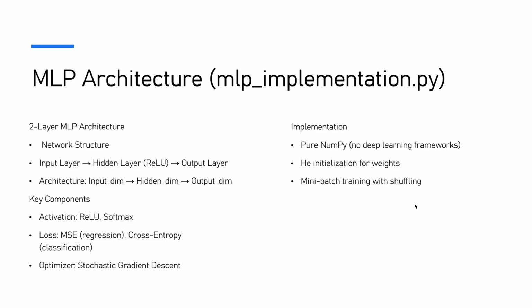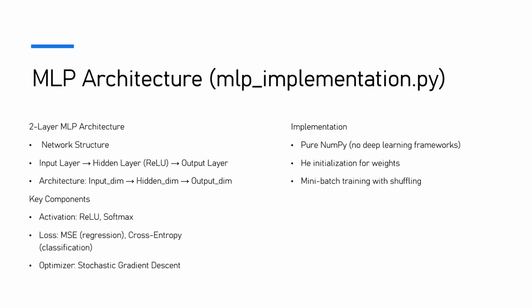The implementation uses a two-layer multi-layer perceptron built entirely in NumPy. The architecture consists of an input layer, a hidden layer with ReLU activation, and an output layer. For regression tasks, we use raw outputs, while for classification tasks, we use softmax activation. We implemented two loss functions: mean squared error for regression and cross entropy for classification.